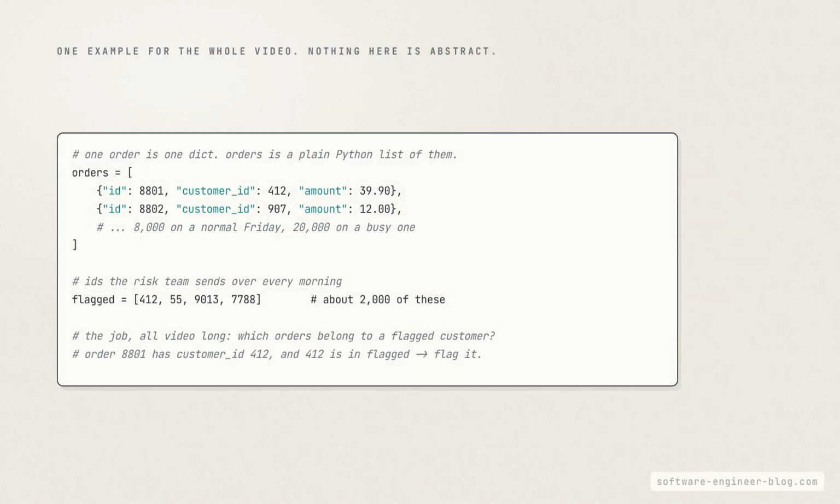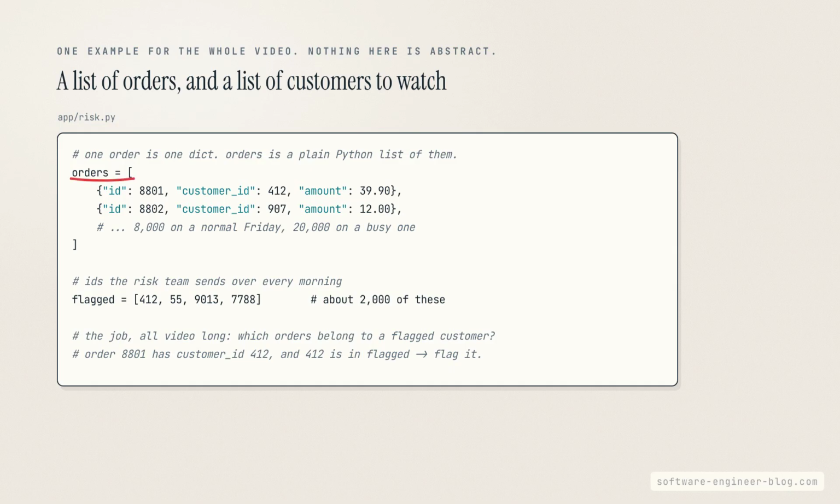One example for the whole video, so that nothing here stays abstract. We have a list of orders. One order is one dictionary, an ID, a customer ID, and an amount. On a normal Friday, there are about 8,000 of them. This is plain Python on one laptop. No database, no framework, no cleverness.